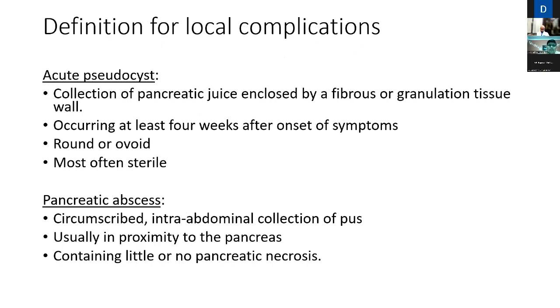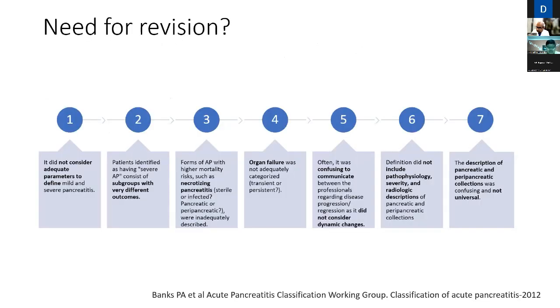Acute pseudocyst is a collection of pancreatic juice that is enclosed by fibrous or granulation tissue, and it usually takes more than 4 weeks after the onset of symptoms, and most often it is sterile. Pancreatic abscess is a circumscribed intraabdominal collection of pus, and usually this is in proximity to the pancreas and contains little or no pancreatic necrosis.